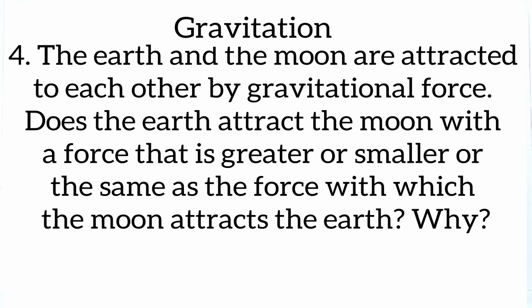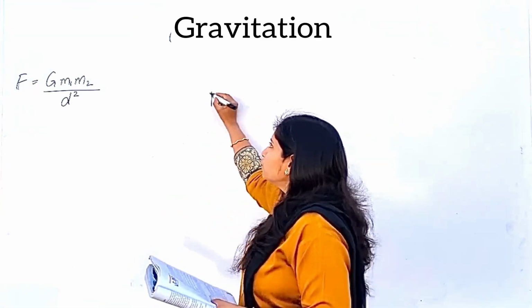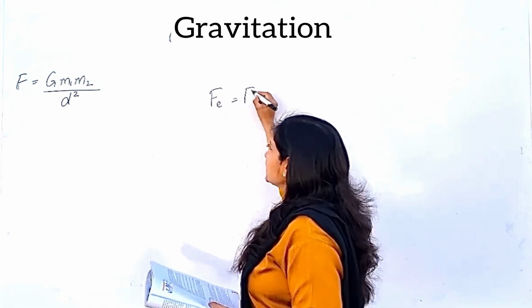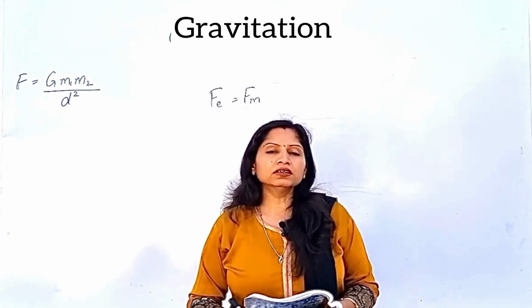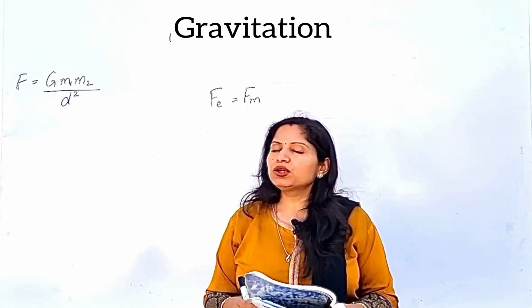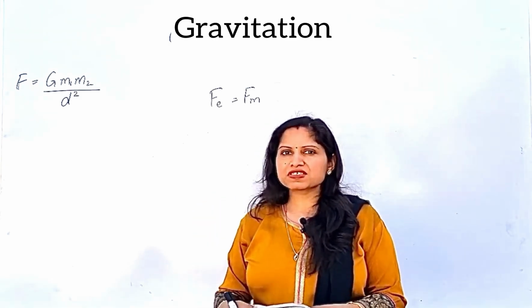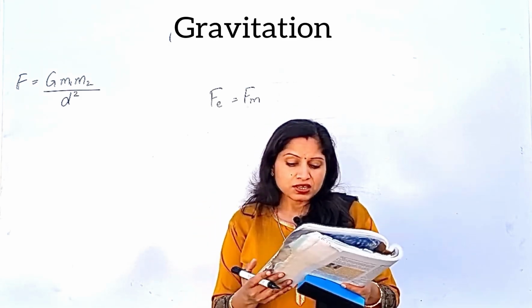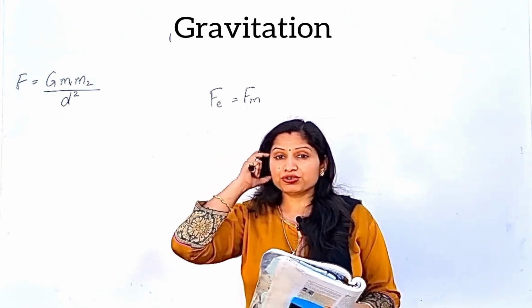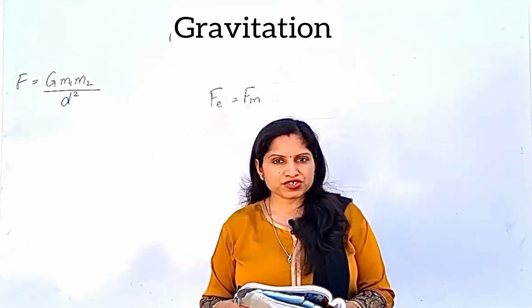Now moving on to question number 4. Earth and moon are attracted to each other by a gravitational force. Does the Earth attract the moon with a force that is greater, smaller or the same as the force with which the moon attracts the Earth, and why? According to Newton's third law of motion, every action has an equal and opposite reaction. So when a force is applied by the Earth on the moon, the same force is applied by the moon on the Earth. So both the forces are equal to each other. Whatever is the force applied by the Earth on the moon, the same amount of force is applied by the moon on the Earth as well. Okay, so both the forces are equal according to Newton's third law of motion. Every action has an equal and opposite reaction.